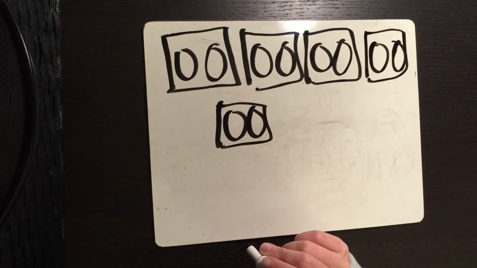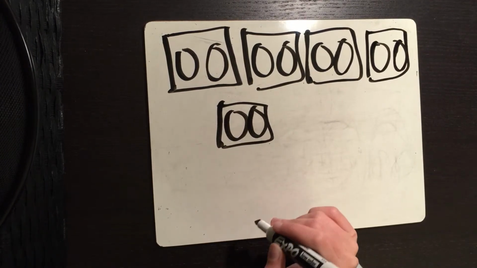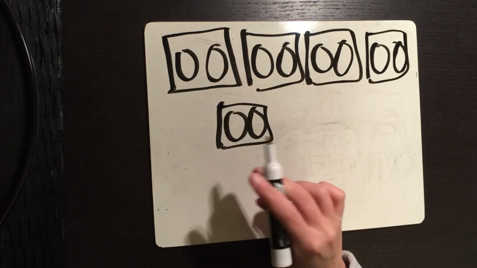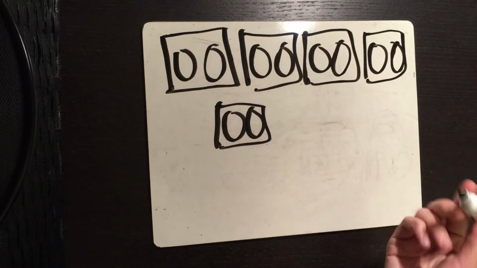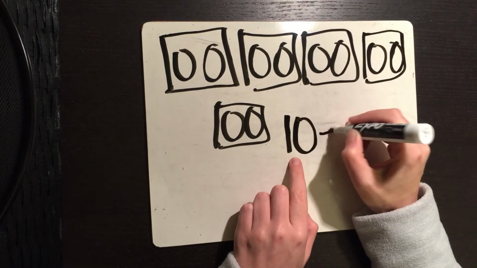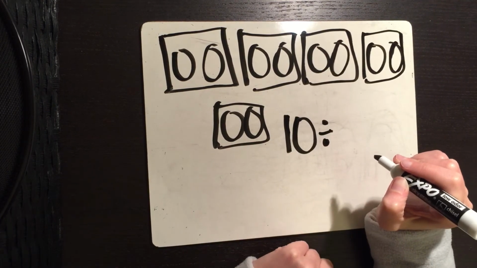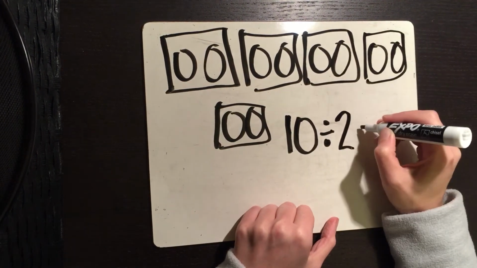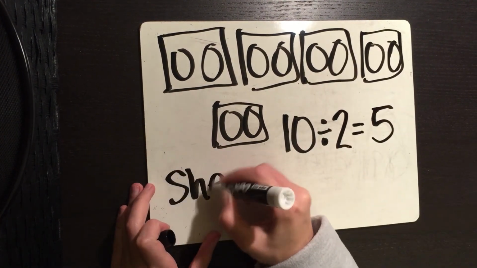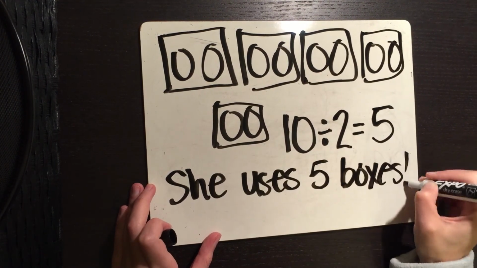I have to write a number sentence. What did I do? Let's see. She had 10 total, and she divided them into boxes. She put 2 in each box. Oh, division. Okay, my number sentence would be 10, my total, divided by, what other number was I given in the problem? 2 equals 1, 2, 3, 4, 5. She uses 5 boxes. And that is the end.